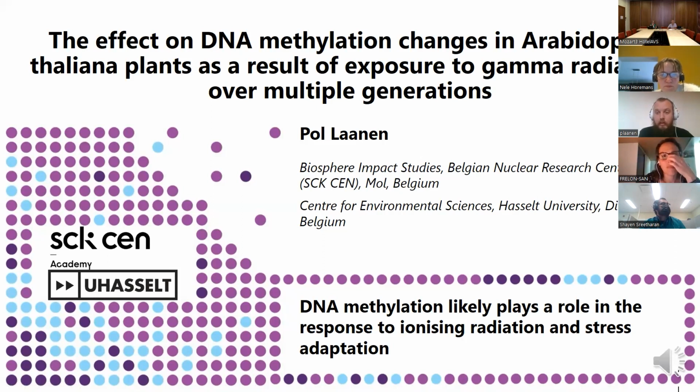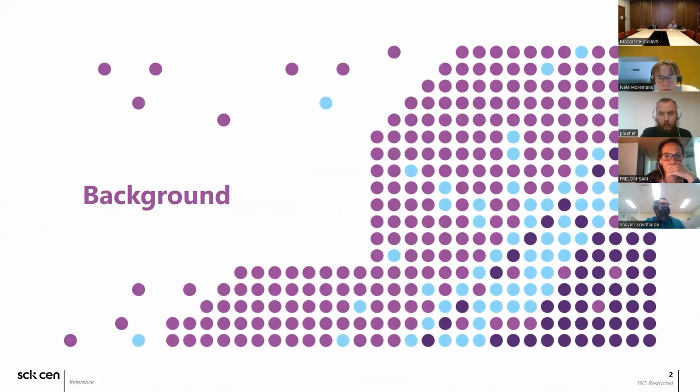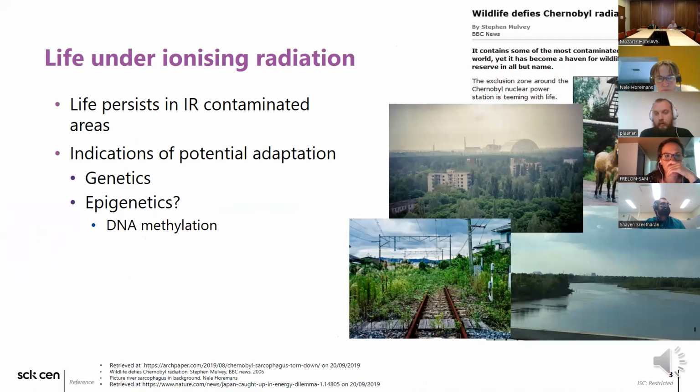So, hi, I'm Paul. I'm a PhD student in Naylis Lab, and I'm going to talk about my work on the effects of ionizing radiation on DNA methylation changes in Arabidopsis plants that were exposed over multiple generations. As you know, life is constantly exposed to some form of ionizing radiation, and with human activities, this can be significantly increased. Yet, as we can see, life persists in even the most contaminated regions, and therefore we're looking for methods of their adaptation.